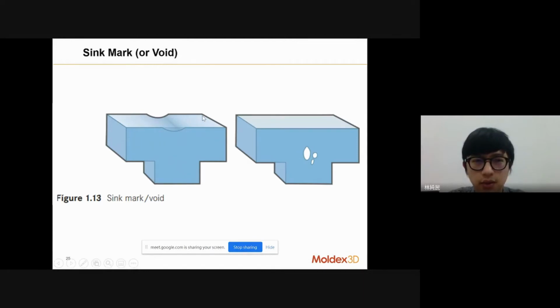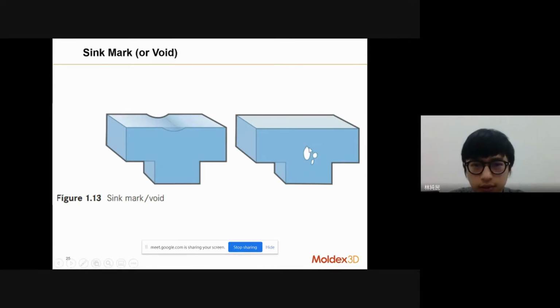So the surface has already cooled down, but at that time the inner part hasn't cooled down yet, so it will pull it down. Then it will cause some appearance issue here, because as we know, when the product is heated, the volume will increase, and after it cools down, it will have shrinkage. So how do we avoid this kind of defect? We have to think about how to make the surface and the inner part cool down at the same time.